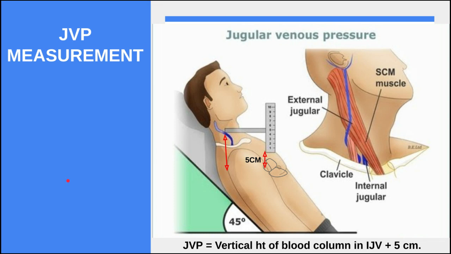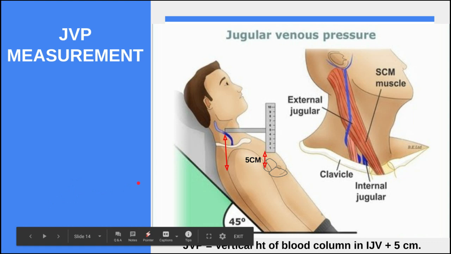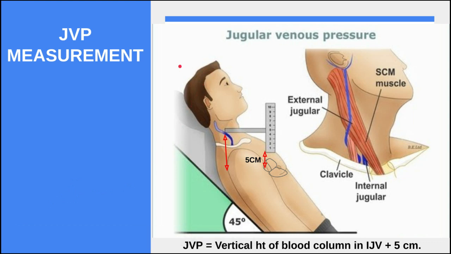So how will you measure the JVP? It is difficult to measure JVP in children below 5 years of age, and the normal value for children more than 5 years is less than 9 centimeter of water.